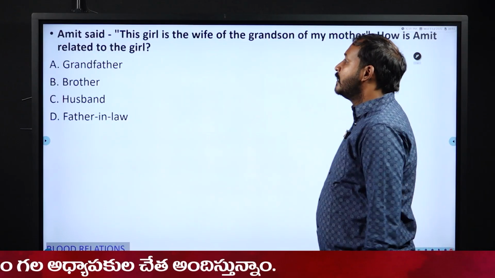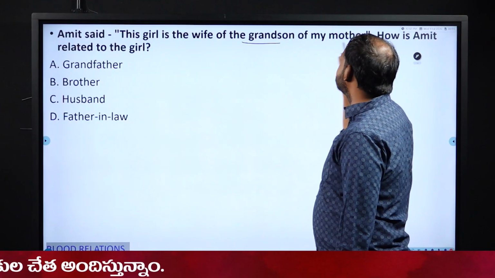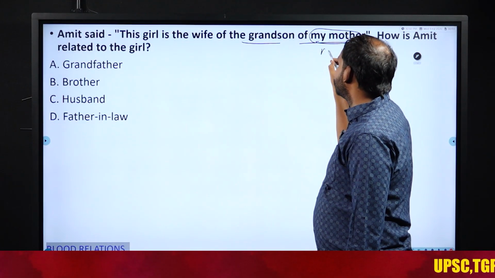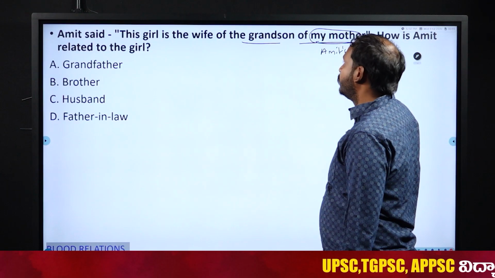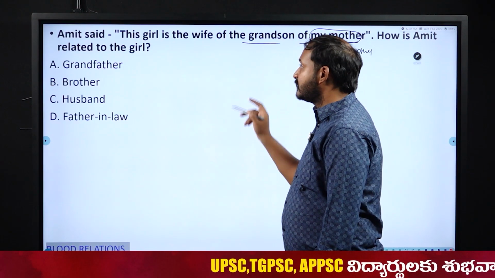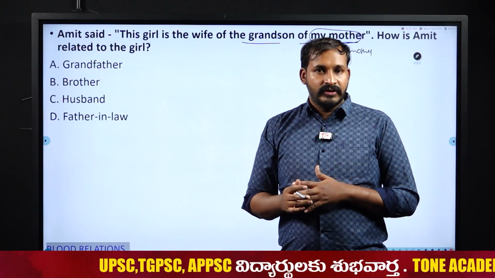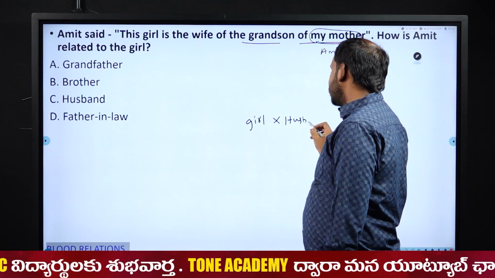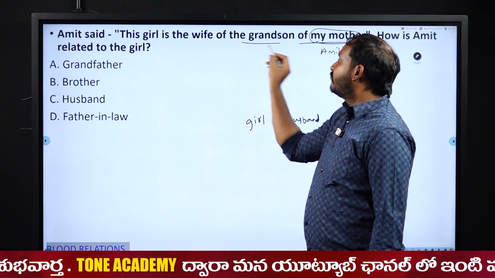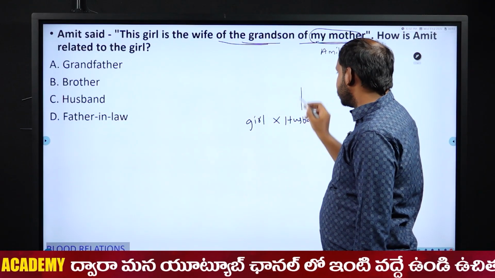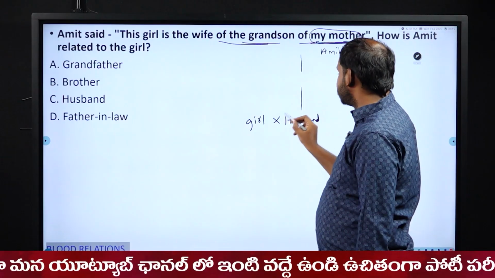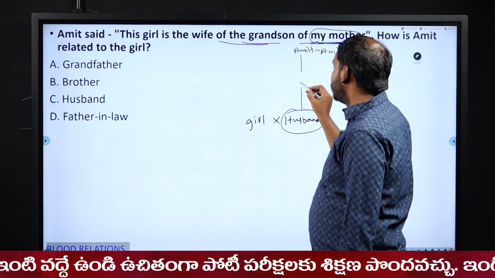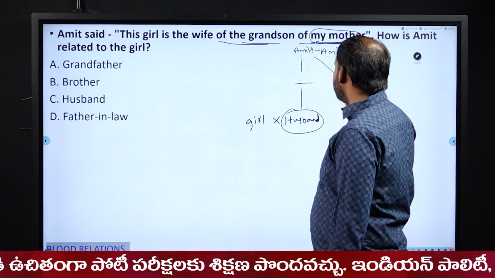Next one. Amit said, this girl is the wife of the grandson of my mother. That means Amit's mother, right? At last it stopped at Amit's mother. Before that, this girl is that lady. That means obviously he is pointing out to a girl. So that girl is the wife, which means her husband. This girl is the wife of the grandson of Amit's mother. Now this person is the grandson to whom? Amit's mother. That means where Amit will be there?